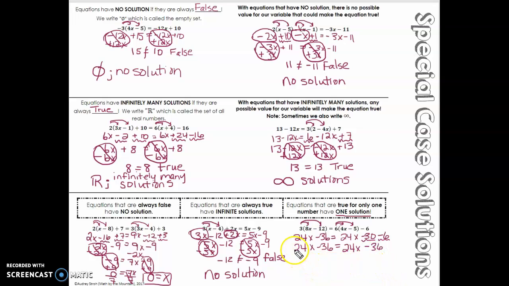I'm going to isolate the variable. I have a 24x, so I'm going to inverse operate by subtraction and subtract 24x from both sides. That zeroes out on the left and zeroes out on the right, so that tells me I have a special case. I'm left with negative 36 equals negative 36. Now this is true. Negative 36 is equal to negative 36. That tells me I have infinitely many solutions. I have an infinite number of solutions, and I could pick any x and it would work.